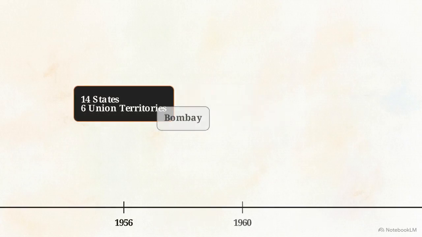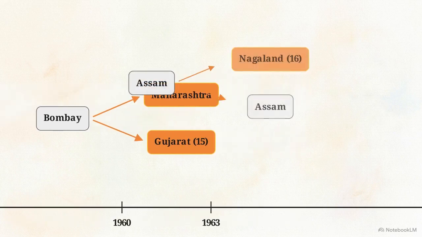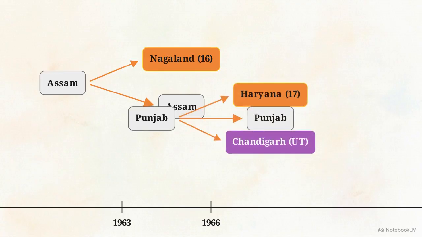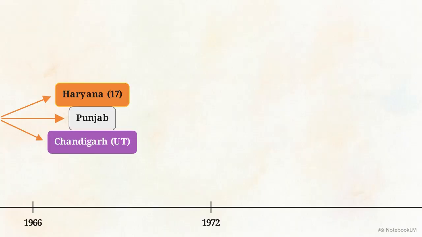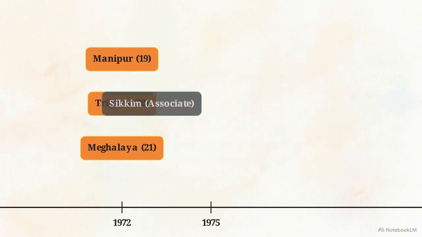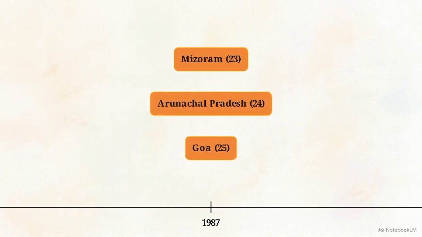In 1960, the state of Bombay was split into Maharashtra and Gujarat. By 1963, Nagaland was formed from the state of Assam, and in 1966, the Punjab region was bifurcated to create Haryana. Moving into 1972, the map of the Northeast changed significantly. Manipur, Tripura, and Meghalaya were all elevated from their previous statuses to full statehood. In 1975, the timeline marks the full integration of Sikkim. After serving as an associate state, it became the 22nd state of the Union through the 36th Constitutional Amendment Act.